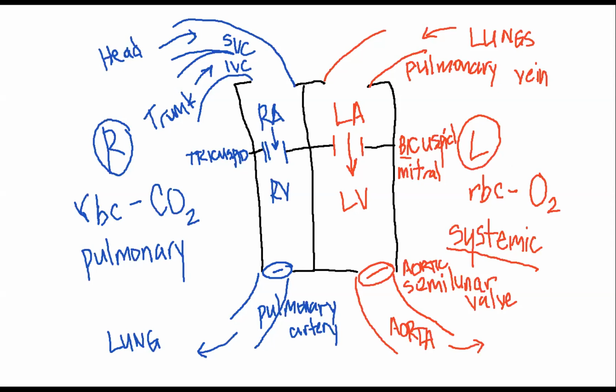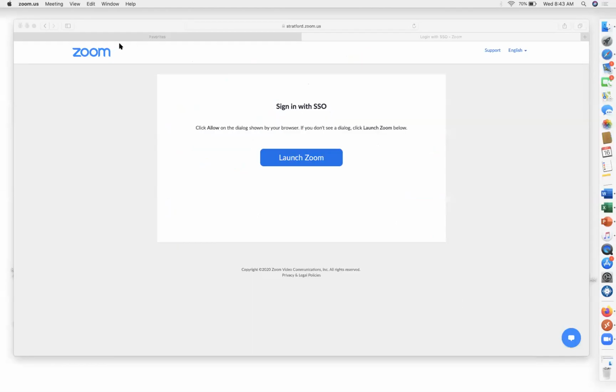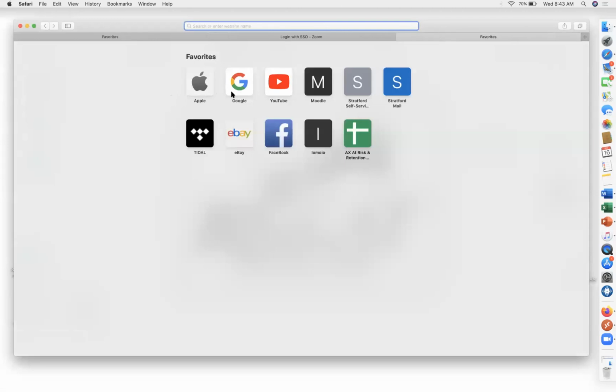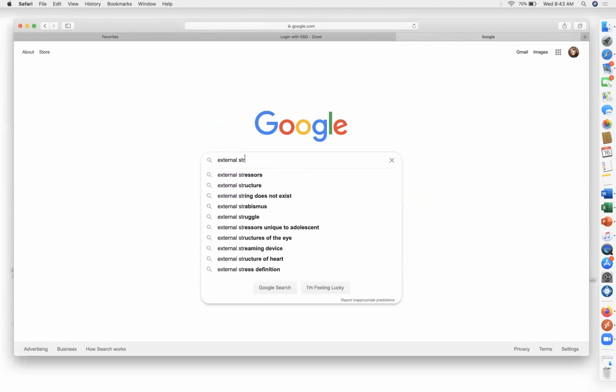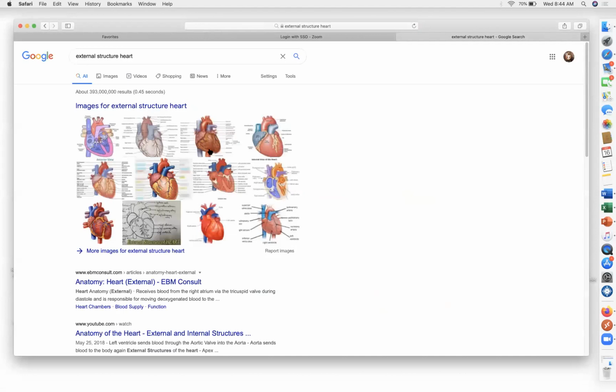All right, now let's look at how it goes. How is this going to relate to the world when you look at things? Let's look at the external structures of a heart and a typical heart.